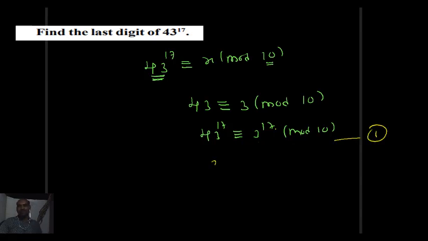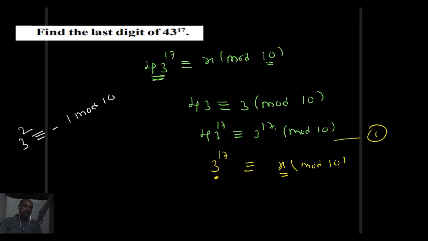Now it is enough to find another x so that 3 power 17 is congruent to x modulo 10. If I find a value of x which is less than 10, I can say that is the remainder when 3 power 17 is divided by 10, and that is the remainder when 43 power 17 is divided by 10. So try to find the smallest power of 3 so that the number divided by 10 leaves remainder 1, or minus 1, or 2. 3 square is congruent to minus 1 modulo 10. Very important: 3 square is 9, and 9 minus (minus 1), that is 10, is divisible by 10.